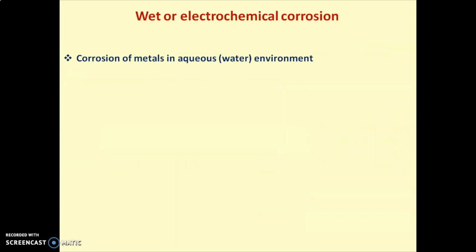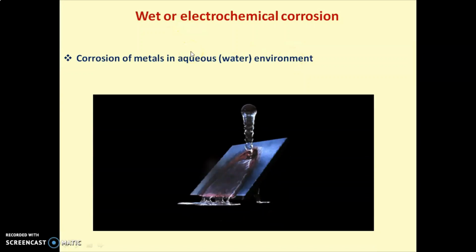Now, what is wet or electrochemical corrosion? As the name suggests, wet means the corrosion takes place in the presence of water or aqueous medium. Why electrochemical corrosion? Because of the formation of an electrochemical cell over the metal, and that causes corrosion. So, corrosion of a metal in an aqueous or water environment is called wet corrosion. See here, when a metal comes in contact with aqueous medium, corrosion takes place. That's why it is named wet corrosion.